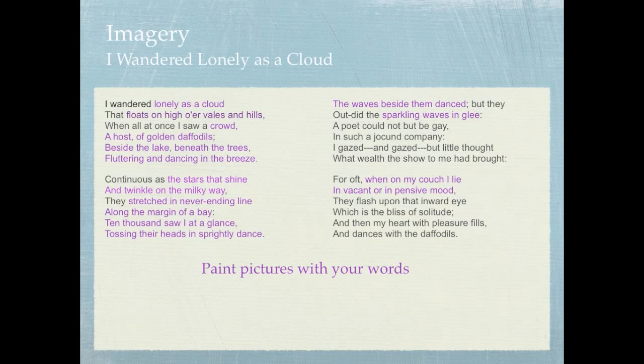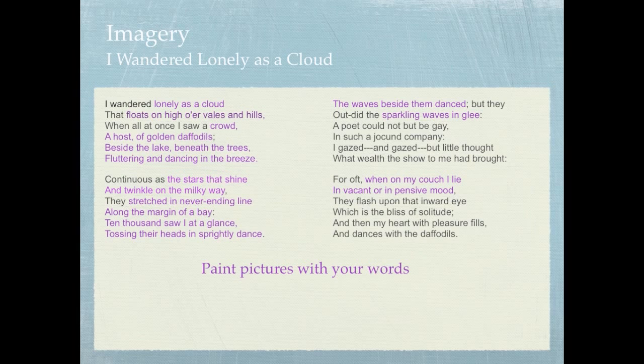"Beside the lake, beneath the trees." So we see a lake. We see trees there, "fluttering and dancing in the breeze." Now we see the breeze blowing through these flowers, and they're moving with the wind. Then the stars that "shine and twinkle on the Milky Way." Again, he's painting this image of stars at night. "They stretched in never-ending line along the margin of a bay."